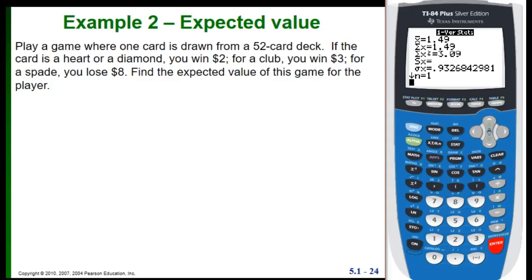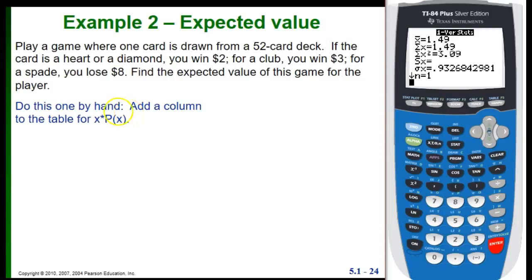In this game, we're drawing just one card from a regular deck. If it's a heart or a diamond, we win $2. If it's a club, we win $3. If it's a spade, we lose $8. We want to find the expected value. Expected value is the same as the mean.